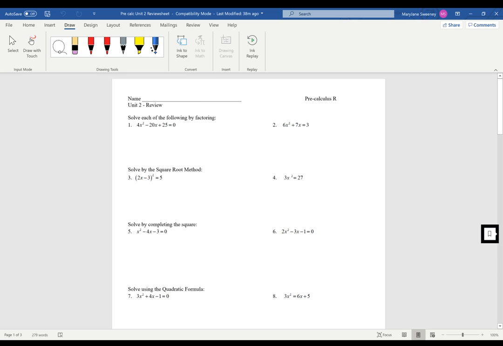Okay, so number 2, 6x squared plus 7x minus 3 equals 0. So you have to move the 3 over, get it set equal to 0. Factor. 6x squared could be 6x and 1x. Most likely, though, 3x and 2x. So I would start with that first.